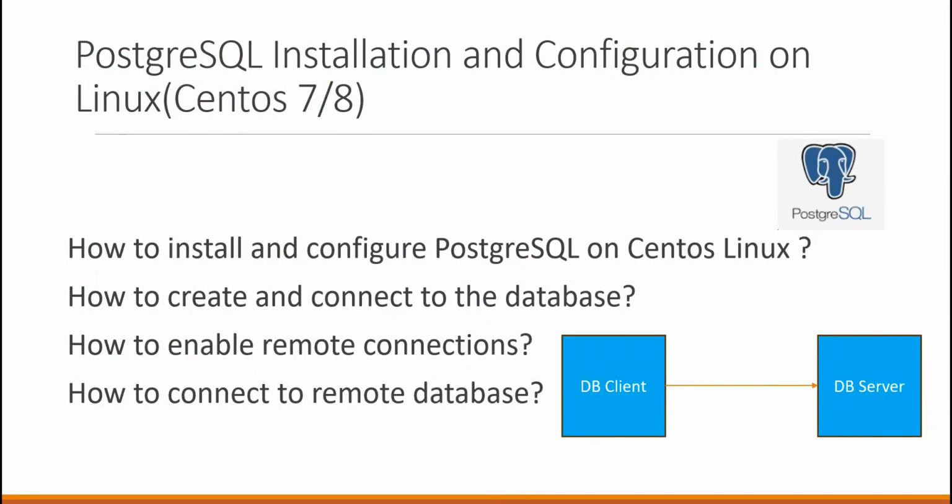So in this video we have seen how to install and configure PostgreSQL on CentOS Linux, and also how to create and connect to the database. We also have seen how to enable remote connections, and how to connect to the database on the remote machine from a client on a different machine.